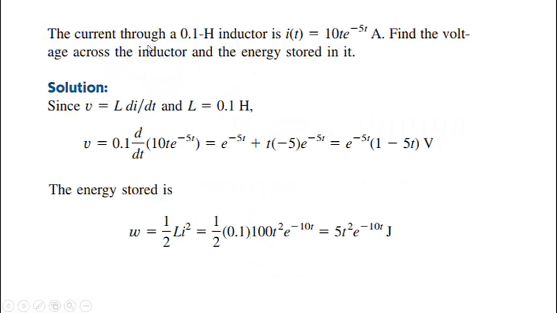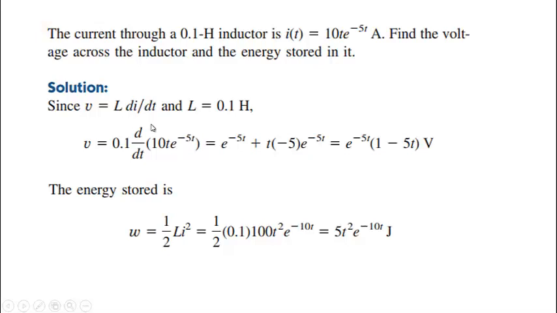So we'll first have some insight into inductance and its properties, and we'll try to do some numericals. The current through a 0.1 Henry inductor is i(t) = 10t e^(-5t) amperes. So this is the equation of the current flowing through the inductor. Find the voltage across it and the energy stored in it.